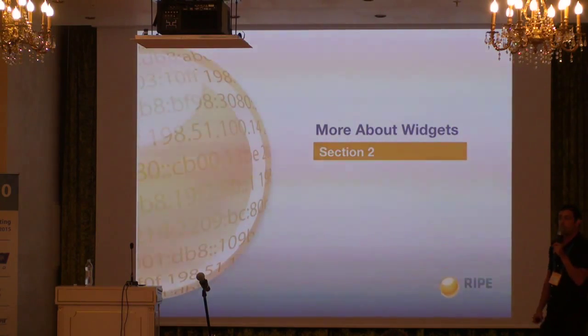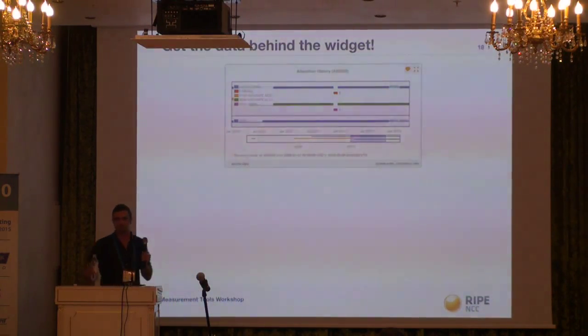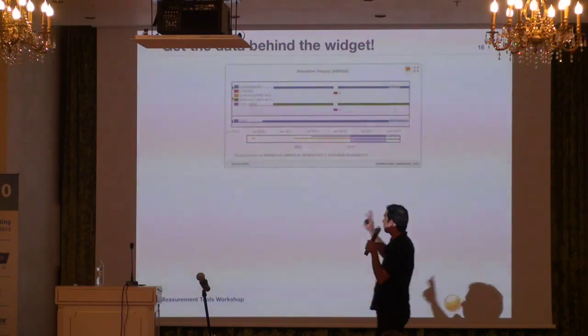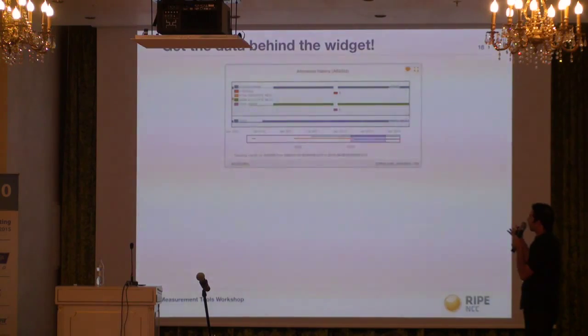Right? So now let's talk about these widgets. I'll show these widgets throughout in the real website. First I'll start with a general example. This is a widget that shows the allocation history based on an AS number, but what I'm going to show here applies to all the widgets. So you have the same type of potential with these.